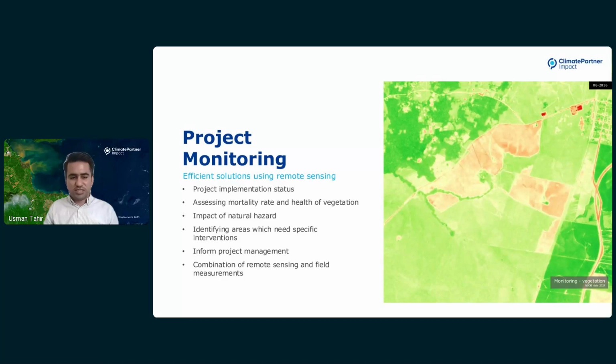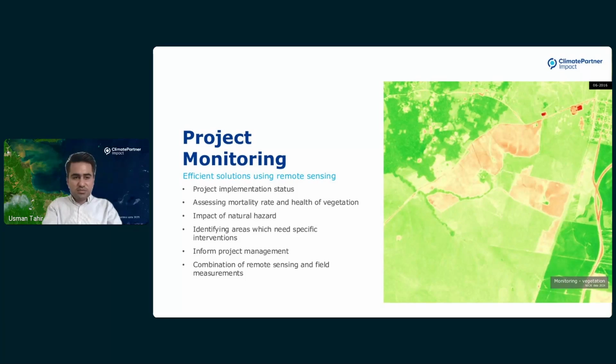So, okay, now the project is eligible, the land is suitable, we assess the risk. Now the project is implemented. What we do is project monitoring now. Using remote sensing tools, we can track the progress of project activities. For example, we assess the mortality rate, also to see the health of vegetation using remote sensing tools. So based on the mortality rate assessment, we can identify areas which need specific intervention, which ensures that the project stays on track and achieves its intended outcome.